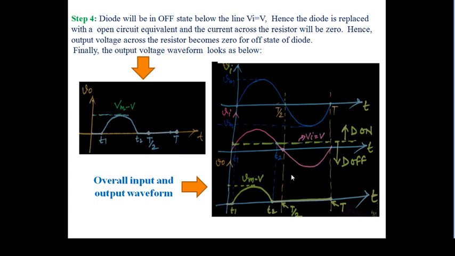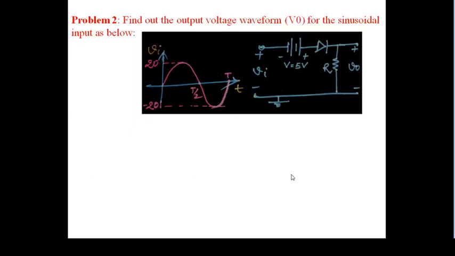So this one is the example for the simple series clipper circuit with the addition of a power supply, that is our DC power supply. So again we will go for another question. This one is a similar type of problem, now I am giving some voltages. So Vm is 20, minus Vm is minus 20, and the additional voltage is 5 volt.